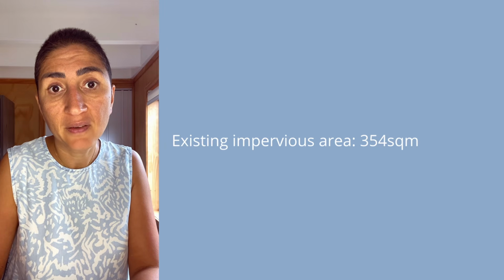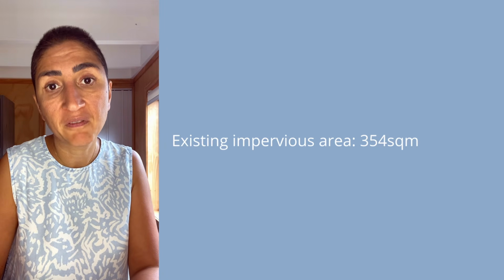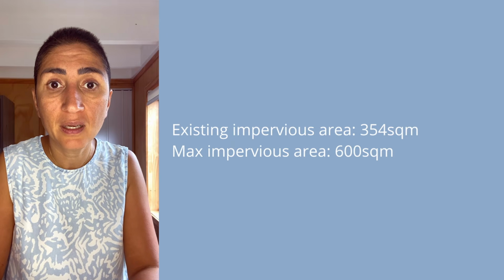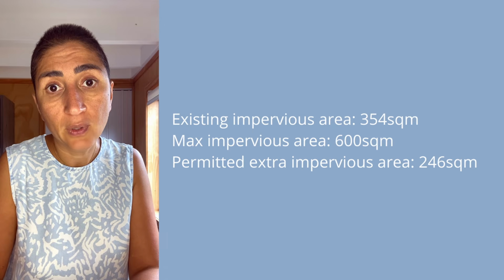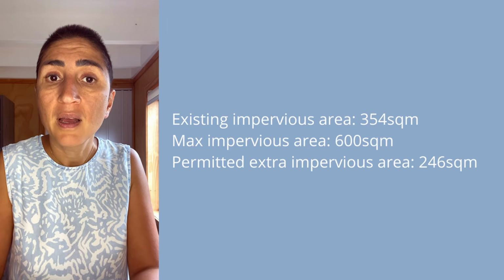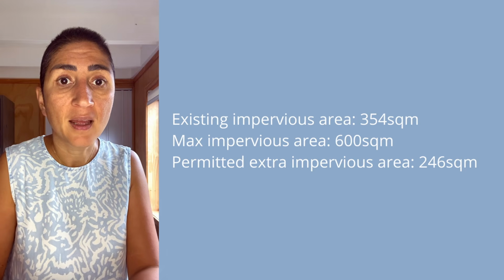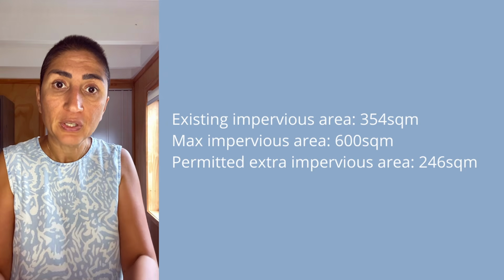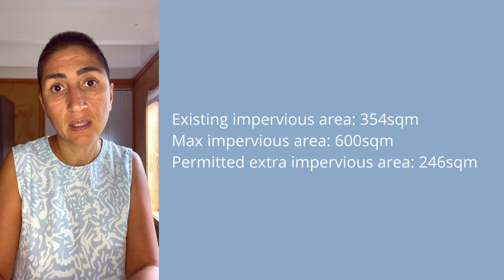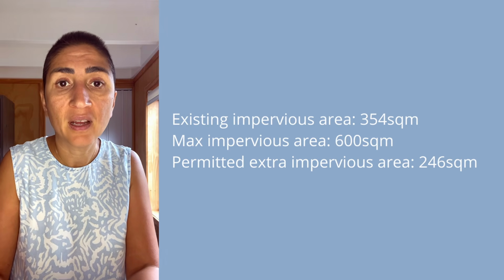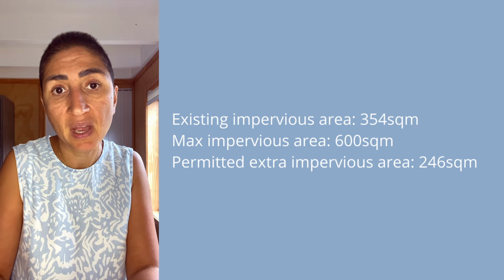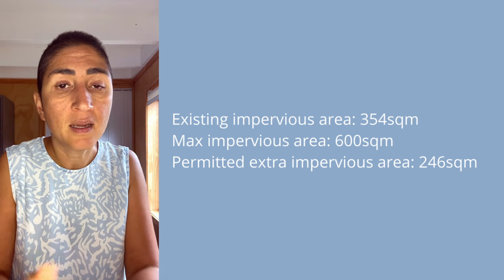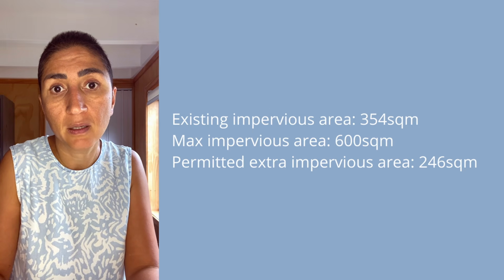The existing impervious area in this site is 354 square meter. The maximum allowed is 600 square meter. So we can add another 246 square meter to this area. This means that even if we built a few under 30 square meter cabins, that the total footprint of those are maximum 116 square meter, we still have a lot of area left to add to impervious area. This can be veranda, it can be paved areas, and any impervious landscape area such as concrete.